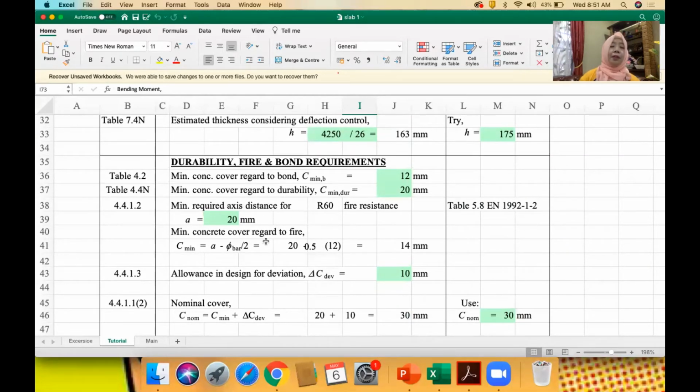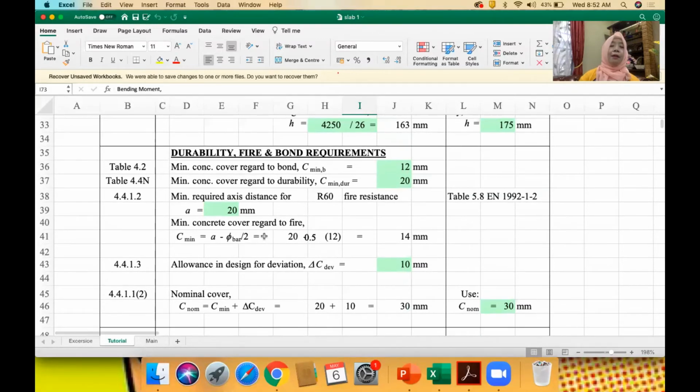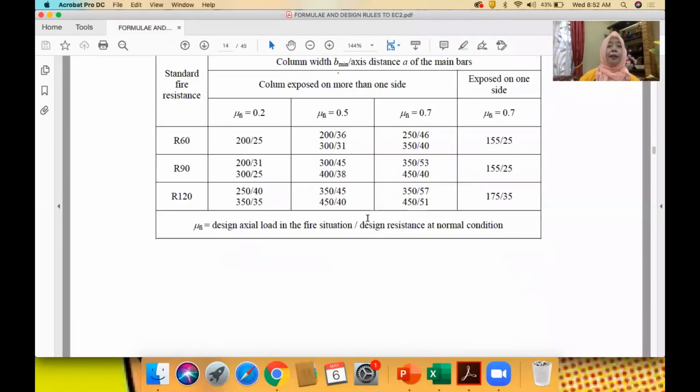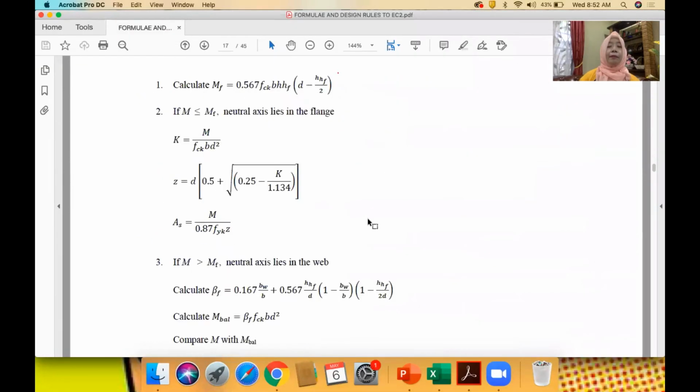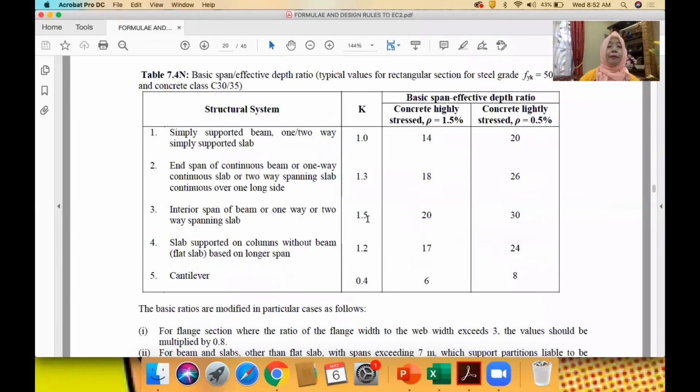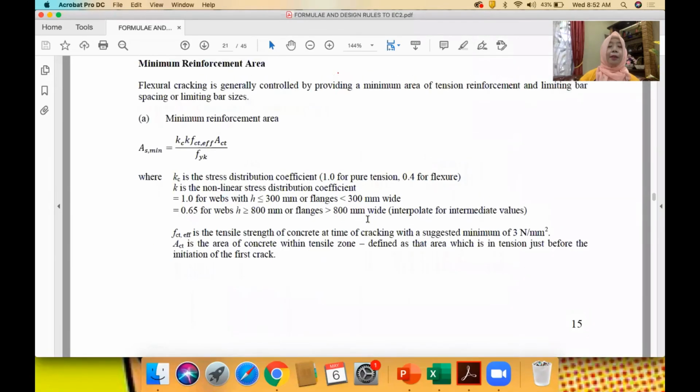Because the cover is not given, this is similar to when we did the beam. The first one is looking at the bond. Because the steel that we are going to use is 12 diameter, therefore the cover due to bond is 12 millimeter. And then minimum cover due to durability. What is the durability? You got XC3 just now. Okay, XC3 durability. Where is the table for the durability?